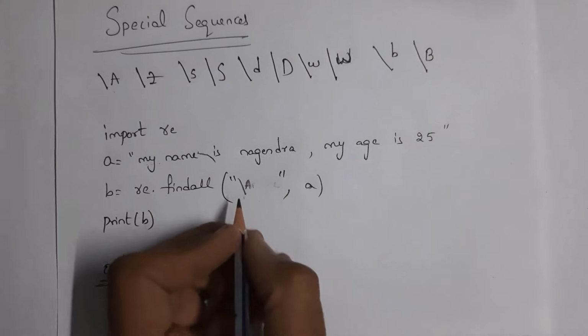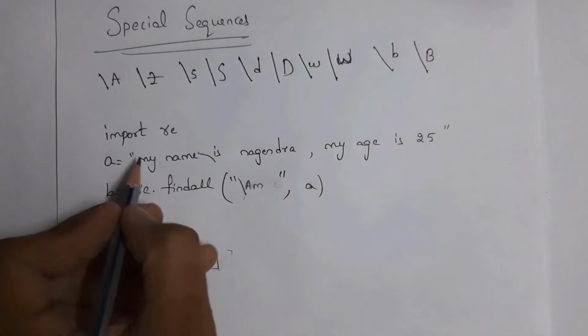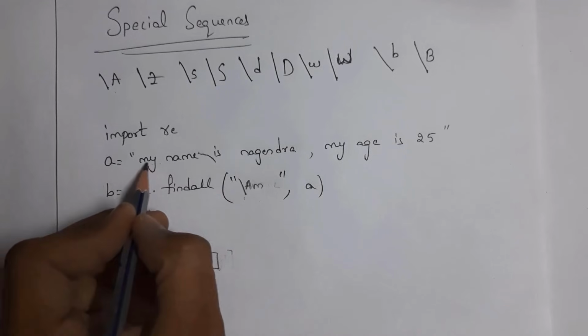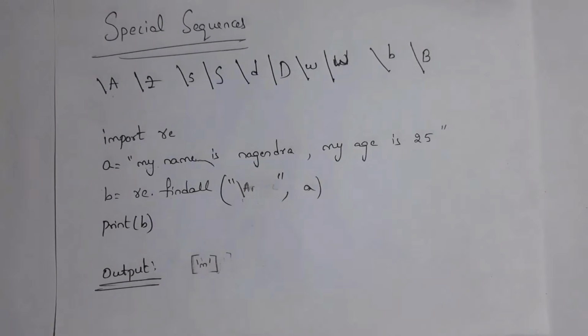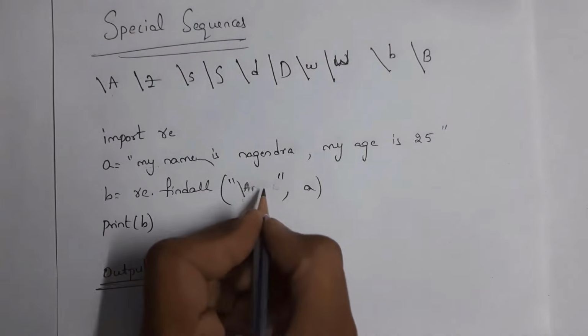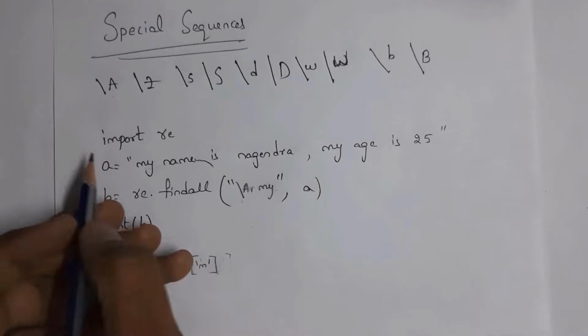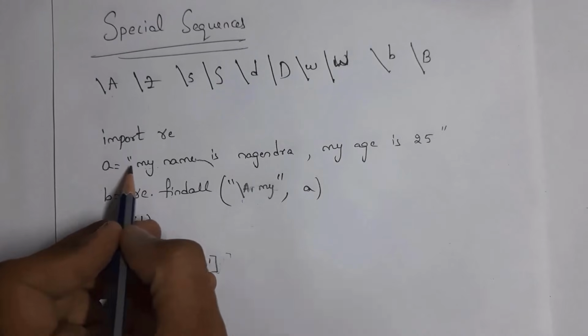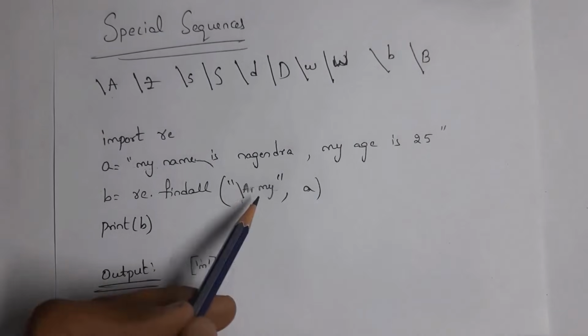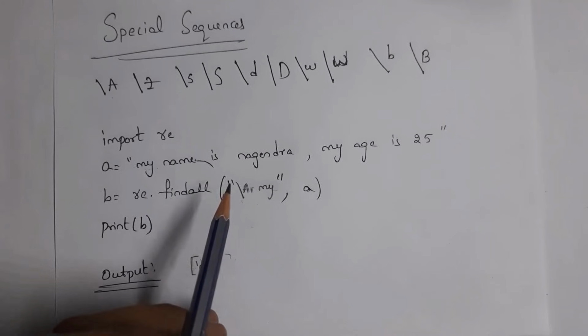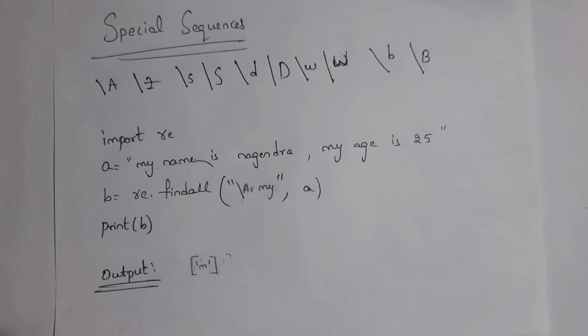For example, if I write backslash A M, it will check whether M is available at first or not. Yes, M is available at first, so I will get output M in single quotations. Guys, I already said before, you should not give any space after writing \A. For example, if I write \A space my, it will check whether a space is available at first or not. Space is not available at first, so you will not get any output. It will display an empty list as output. So don't give space, just write \A and whatever characters you want to search, place those characters after writing \A. This is the use of \A.